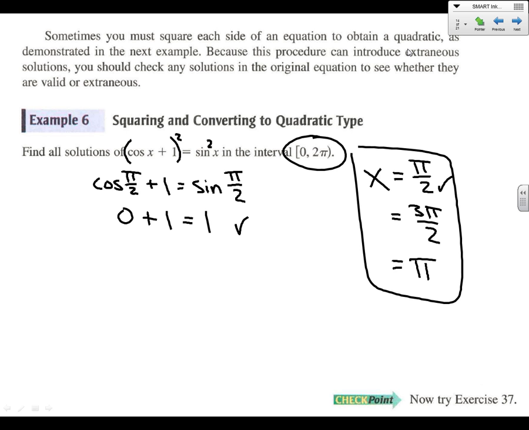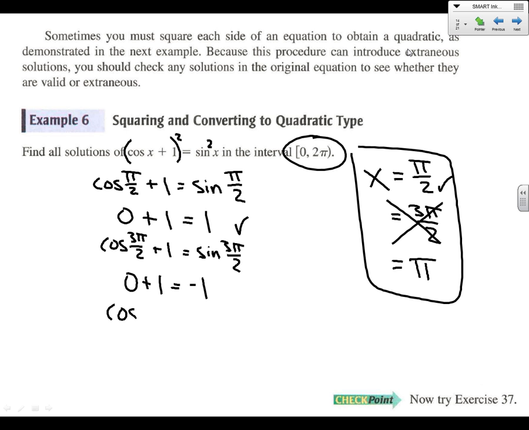How about the cosine of 3 pi over 2 plus 1 equals the sine of 3 pi over 2? Cosine of 3 pi over 2 is 0. The sine of 3 pi over 2 is negative 1. 1 does not equal negative 1. That's an extraneous solution. Let's check the last one.